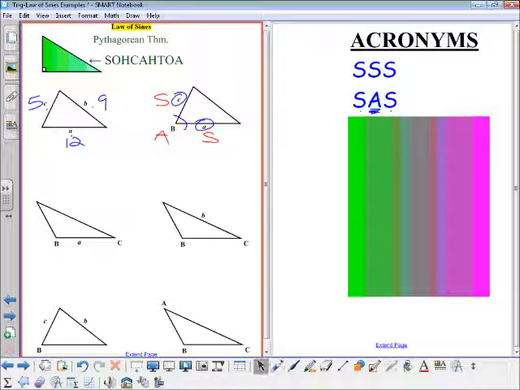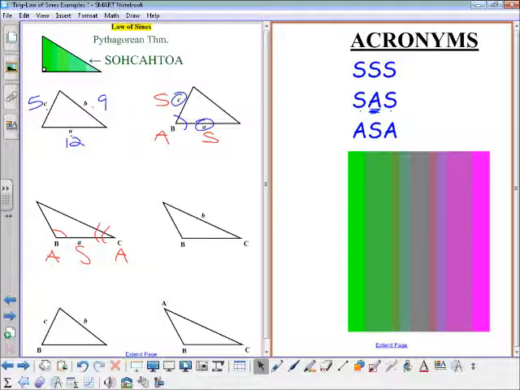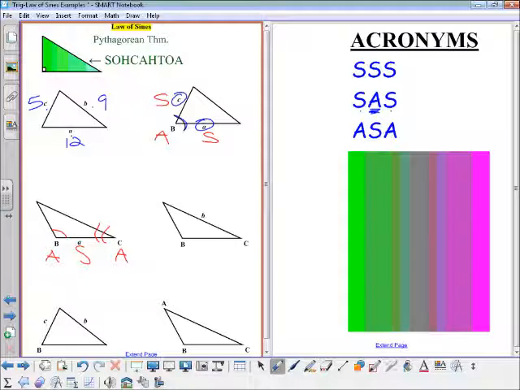The next case would be given this angle, given this side, given this angle. So that acronym is, you guessed it, angle, side, angle. Okay, and again, notice the side is between the two angles. So it's the included side, or in the earlier case, we'd say B is the included angle. Okay, it's between the other two parts.